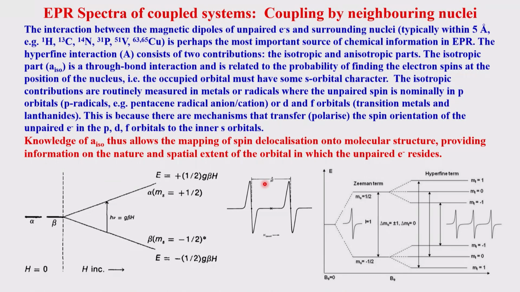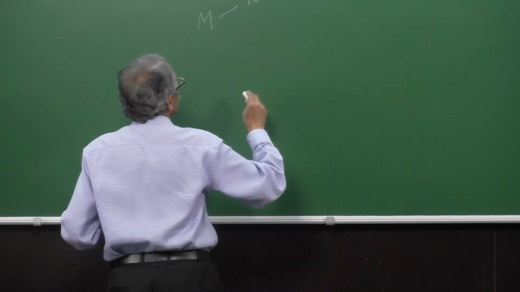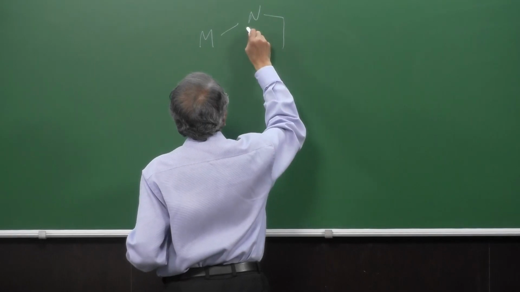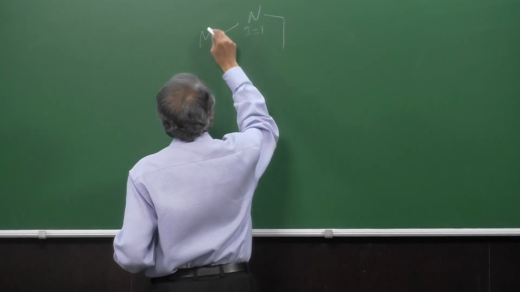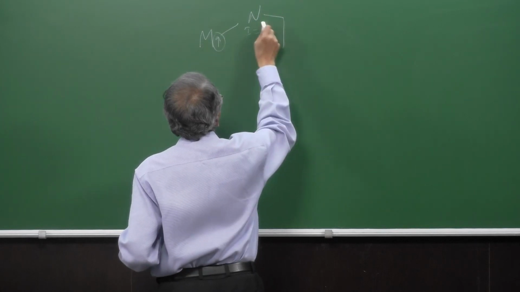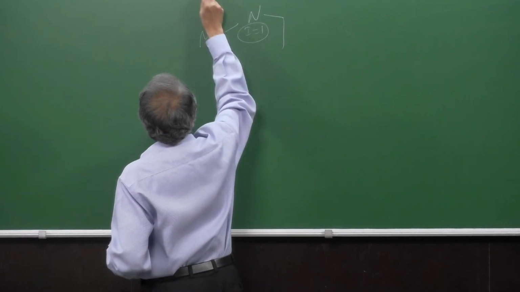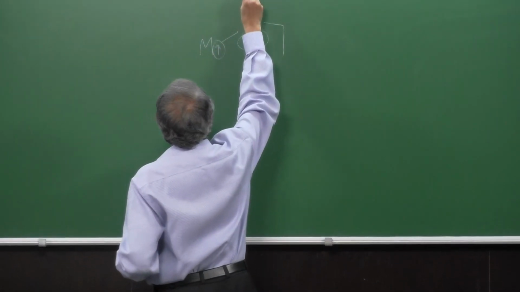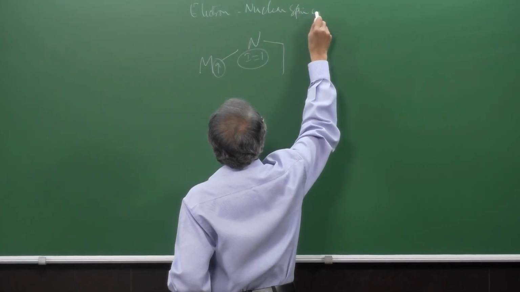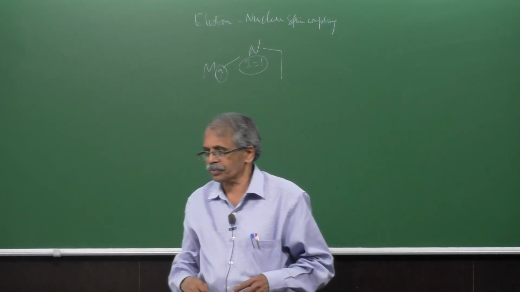I have, let's say, a metal ion connected to a ligand system, where the N has got I equal to 1. So this particular unpaired electron can couple with this I equal to 1. So this is nothing but the electron nuclear spin coupling. This is the one which gives one of the signatures of this.